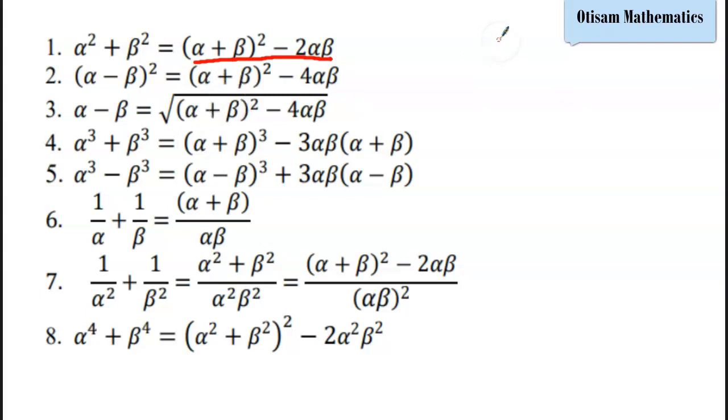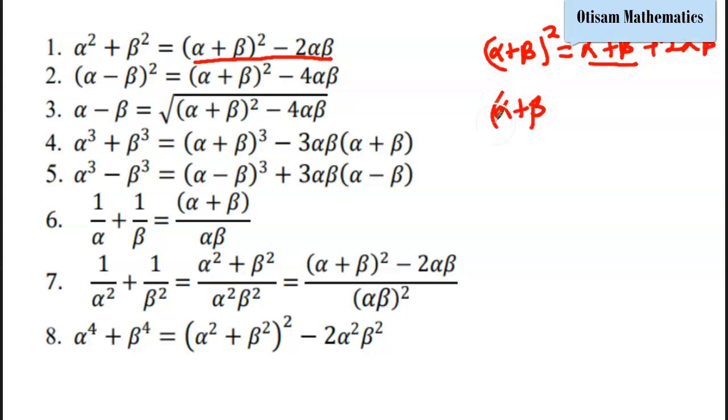For example, the first one, let's look at this expression, alpha plus beta all squared. From expansion, it is alpha squared plus beta squared plus 2 alpha beta. So if you want this, you send this one to this side. So you have alpha plus beta all squared minus 2 alpha beta, which is alpha squared plus beta squared.